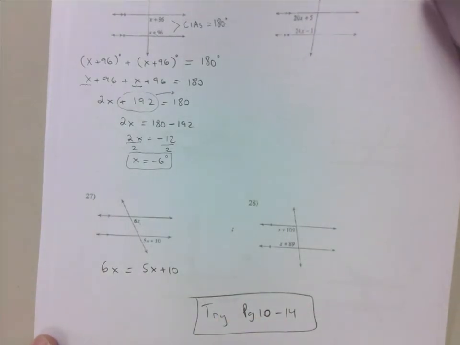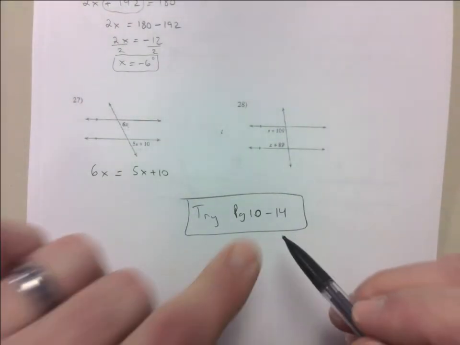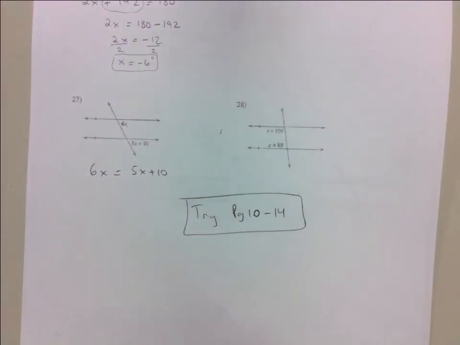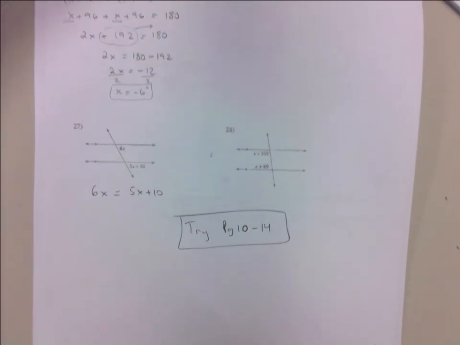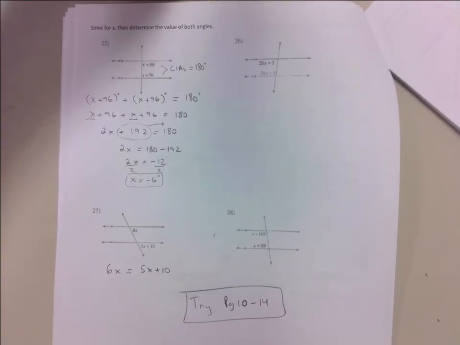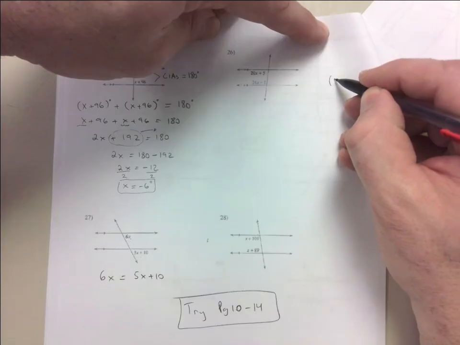I will give you the answers to some of these. Sorry, you can't see that, right? Sorry. Try pages 10 to 14. Write down the answers because I want you to know right away where you're at. Okay? So on this page, for example, on page 14, I'll put the numbers in brackets, okay? So for 26 here, you're supposed to get 7 degrees.